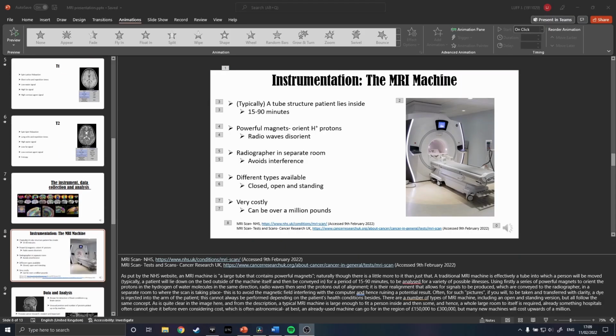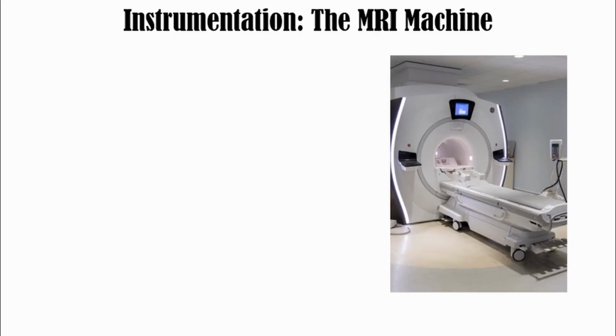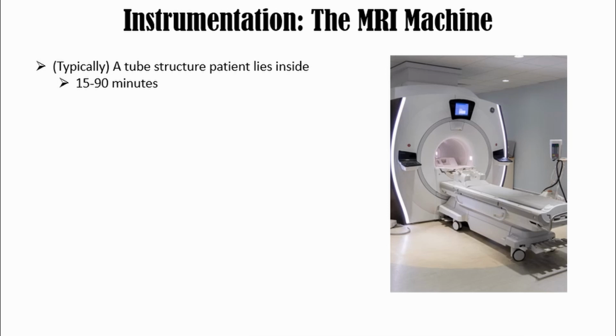A traditional MRI machine is effectively a tube in which a patient will be moved, like the one you can see there. Typically, a patient will lie on the bed outside of the machine itself and then be conveyed in for a period of 15 to 90 minutes, to be analysed for a variety of possible illnesses.